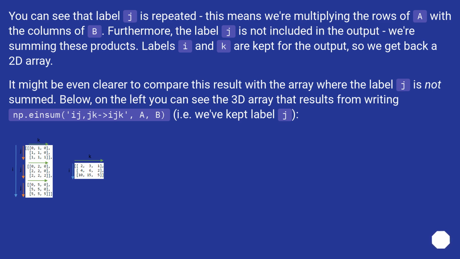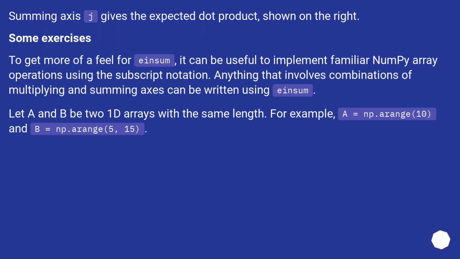It might be even clearer to compare this result with the array where the label j is not summed. Below, on the left you can see the 3D array that results from writing np.einsum with the signature ij,jk->ijk on A and B, i.e. we've kept label j. Summing axis j gives the expected dot product, shown on the right.